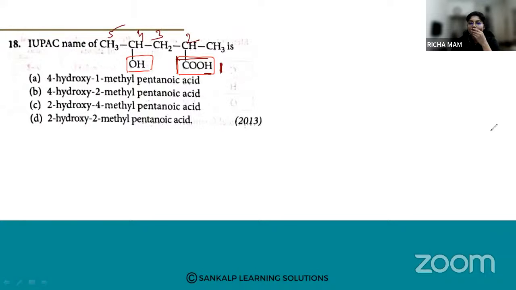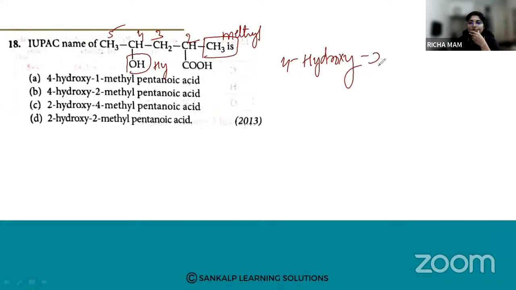Now your OH group will be acting as a substituent. At the 4 position, you have the substituent. So 4-hydroxy. This is hydroxy, H will come first. Then there is a methyl group. So 4-hydroxy, 2-methyl. Then the number of carbon atoms is pentane, right? This is your carboxylic acid. So it is pentanoic acid.